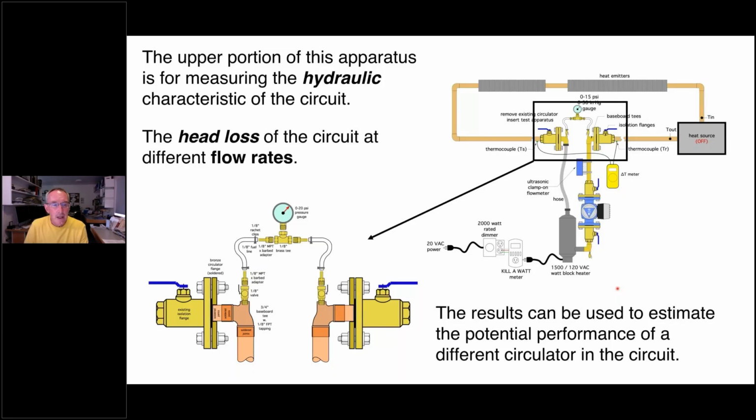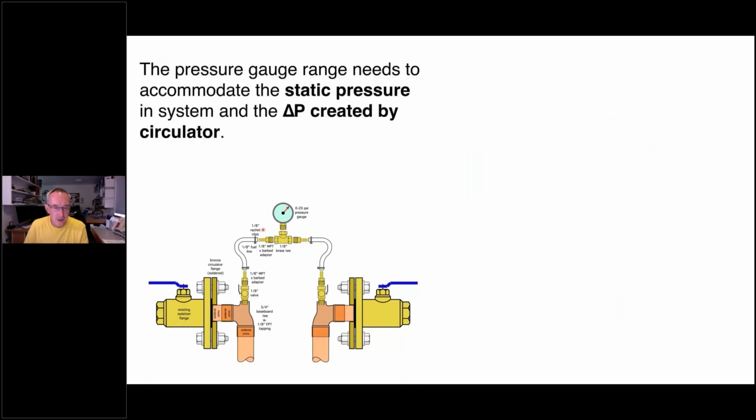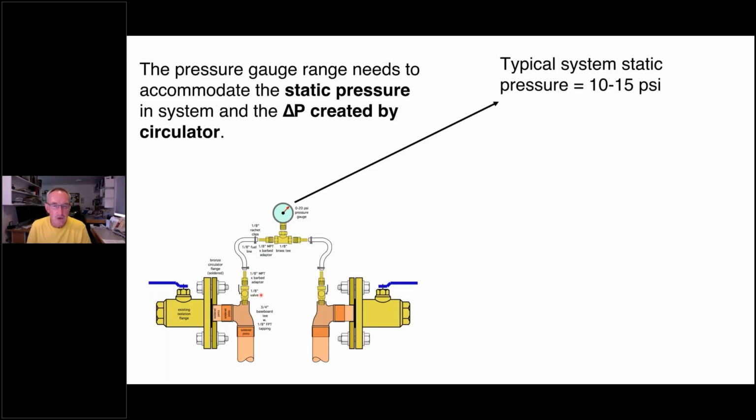Okay. Now, selecting this pressure gauge. Remember, when both of these ball valves are open, we're going to be reading static pressure. And typical static pressures in residential systems, these are low-rise residential systems, maybe a single-story or two-story house, commonly they'll run in this range of 10 to 15 psi. They don't have to be. They might be a little lower than that. They could be a little bit higher.